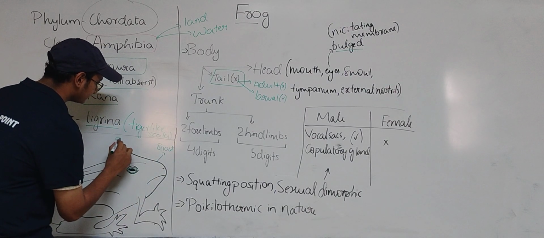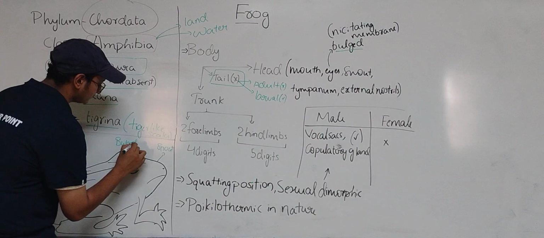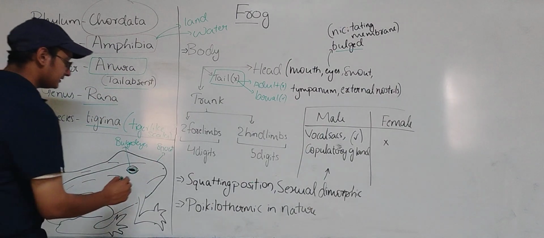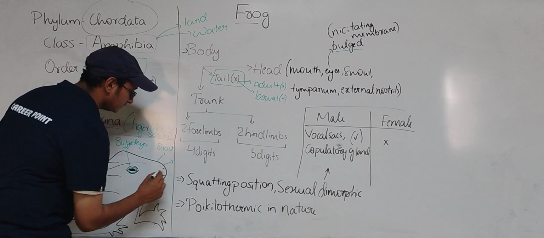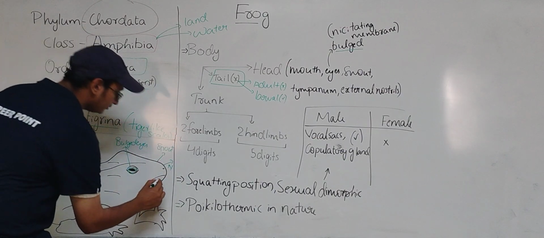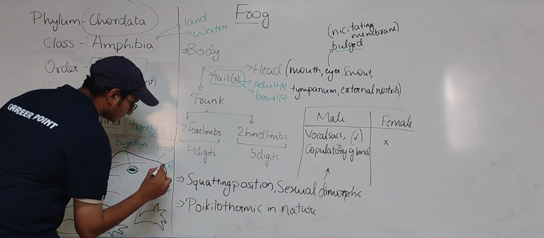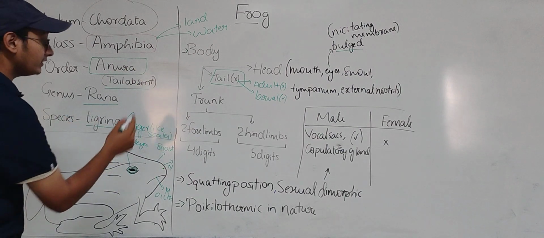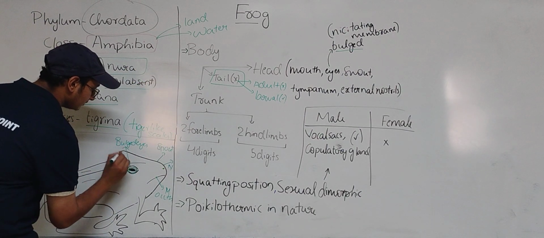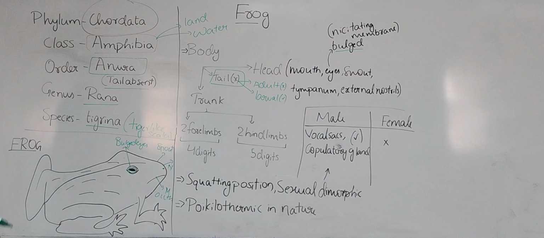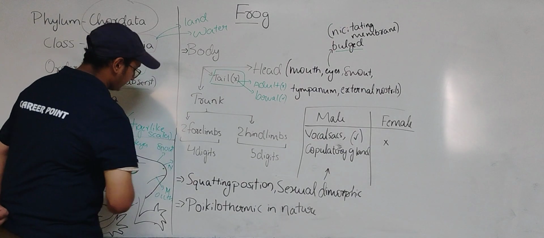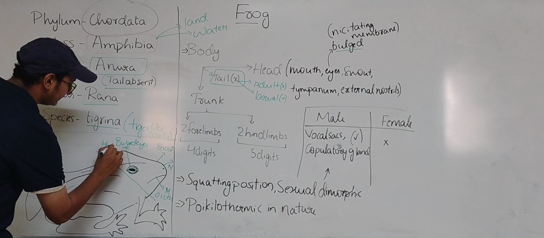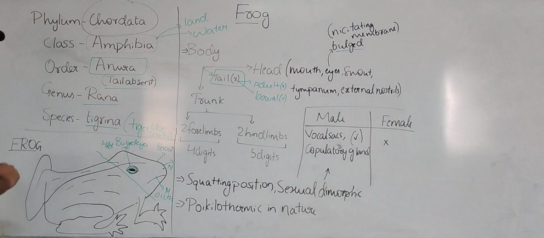Bulged eyes, and we have a pair of nostrils. So nostrils are present here, and we have mouth here. So this is about head. And next we also have a tympanum here, which is helpful in sensing vibrations. And then comes the trunk. So this part belongs to head. The remaining rest of the part is trunk.